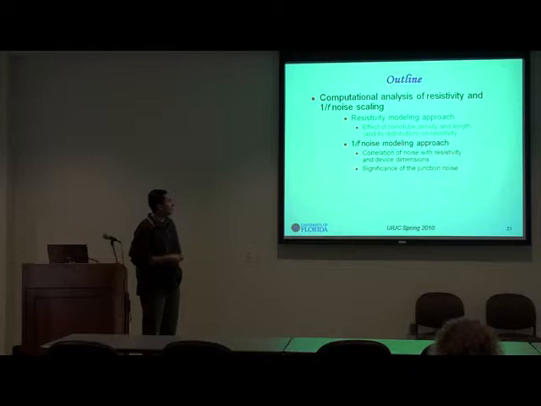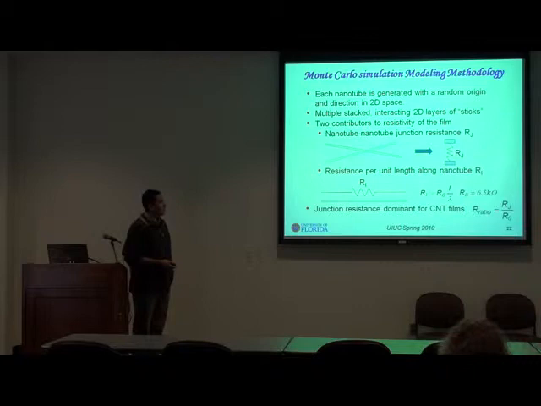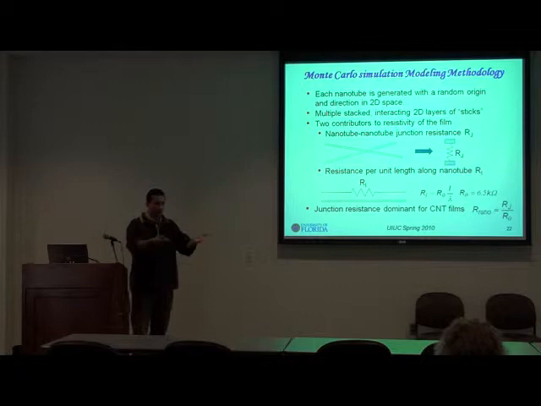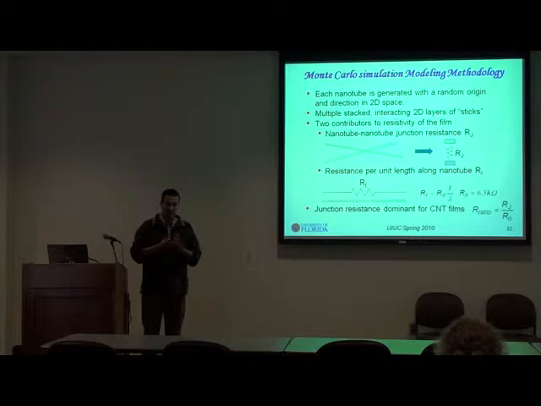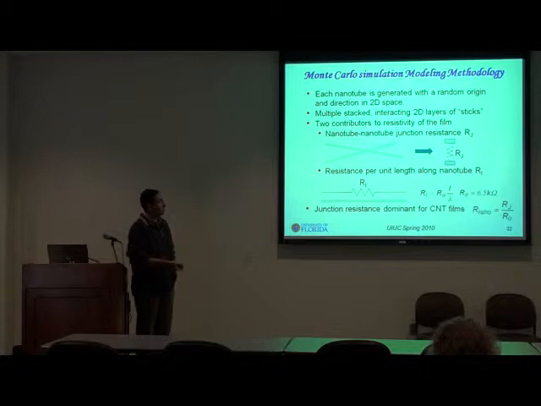So in order to model the things, we took a very, very simple approach at the beginning. Our approach was, we generated some nanotubes randomly into some area, and randomly meaning that we had both a degree of freedom for the direction as well as a degree of freedom for the location of the basic area. And then there were two contributors to the resistivity of the whole thing when we tried to calculate them. One was the resistance of the junctions between tubes, or the bonds of the tubes. And the other one is the resistance of the tube itself.